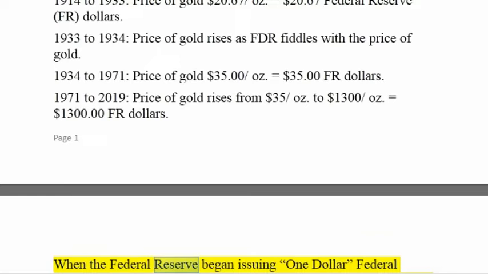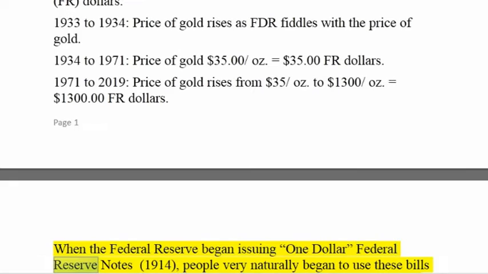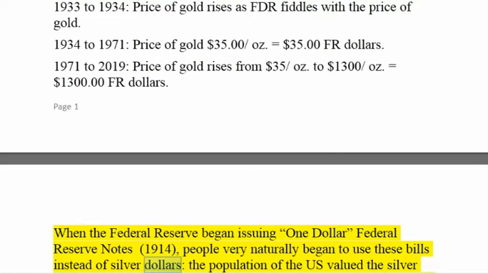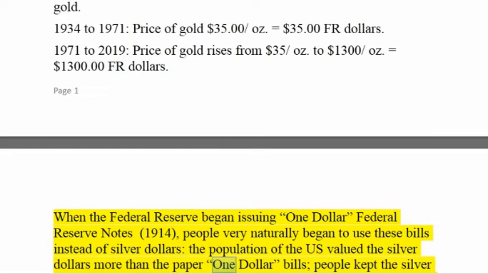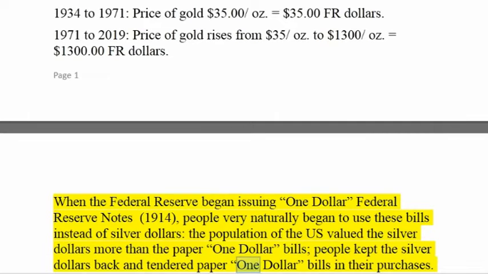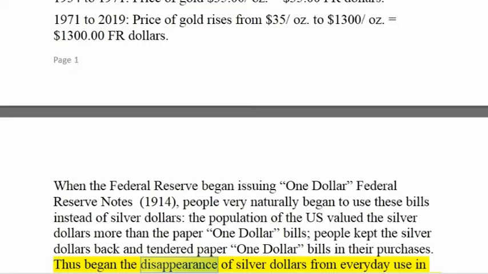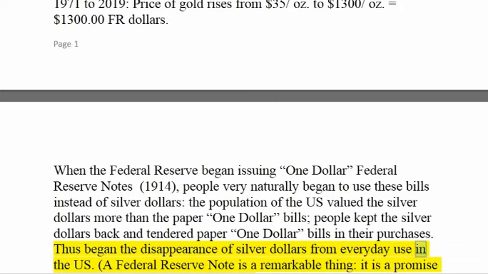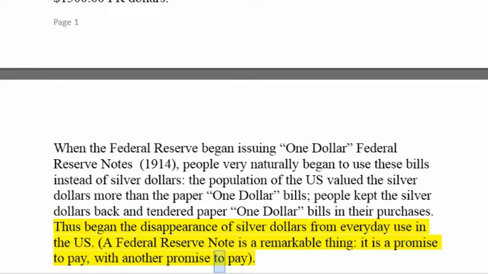When the Federal Reserve began issuing $1 Federal Reserve notes, 1914, people very naturally began to use these bills instead of silver dollars. The population of the U.S. valued the silver dollars more than the paper $1 bills. People kept the silver dollars back and tendered paper $1 bills in their purchases. Thus began the disappearance of silver dollars from everyday use in the U.S. A Federal Reserve note is a remarkable thing. It is a promise to pay, with another promise to pay.